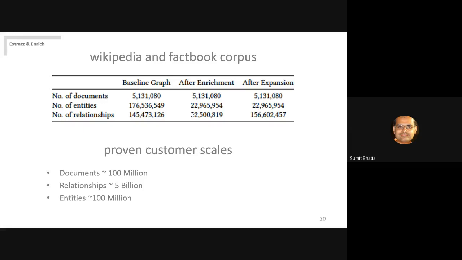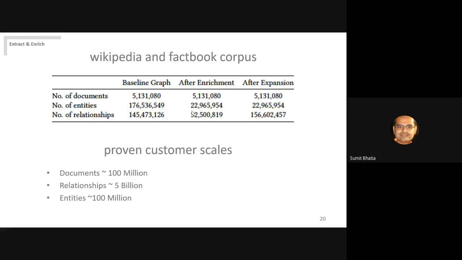So in some documents, Steve Jobs is mentioned as Steve Jobs. In some documents, he is mentioned as Steve Jobs Jr. In some documents, he is mentioned just as Mr. Jobs, right? So there are all these different entities in the graph corresponding to the same person. So you combine them together in a single person. So obviously the number of entities will reduce.